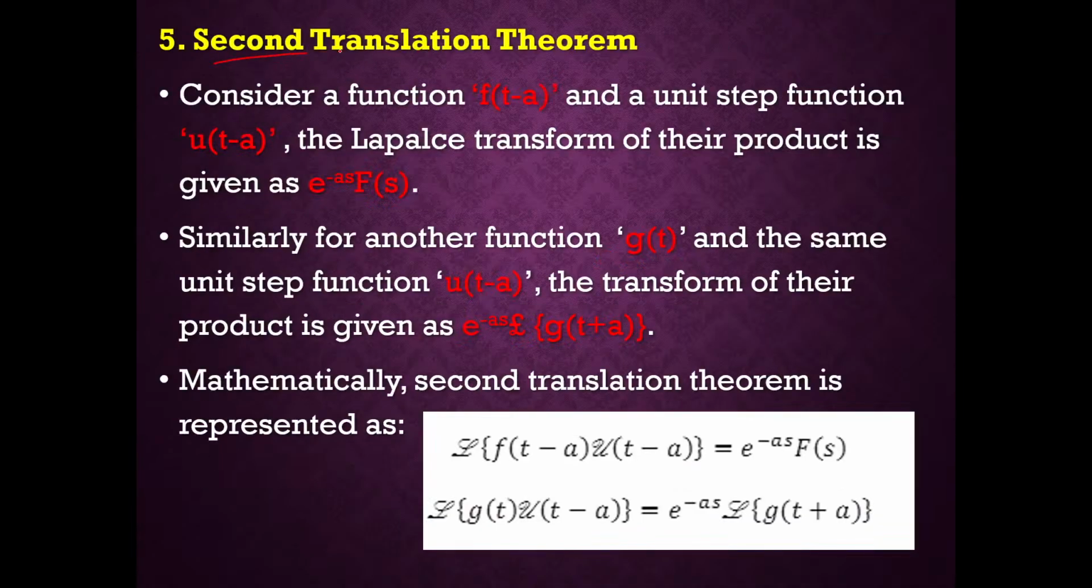So next, second translational theorem. In the second translational theorem, if we have a function f of t minus a and another unit step function, that is u of t minus a, and if you multiply these two functions and take the Laplace transform of these multiplied terms, you will get e power minus as f of s.